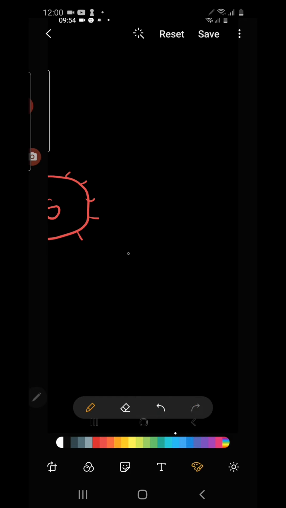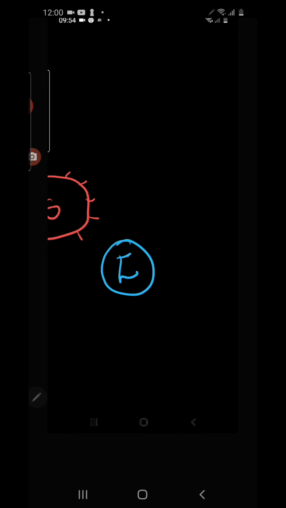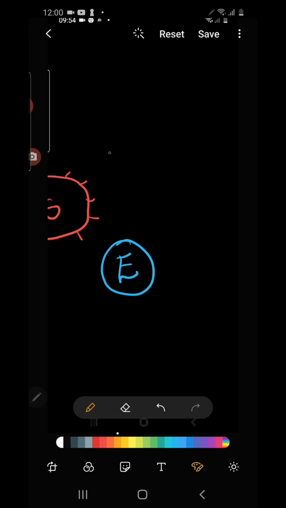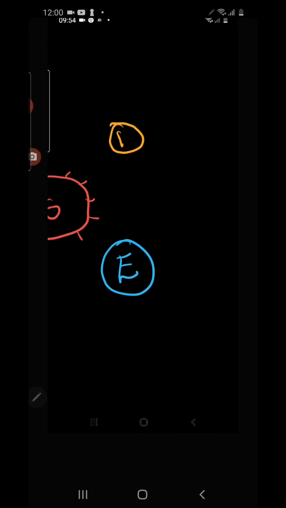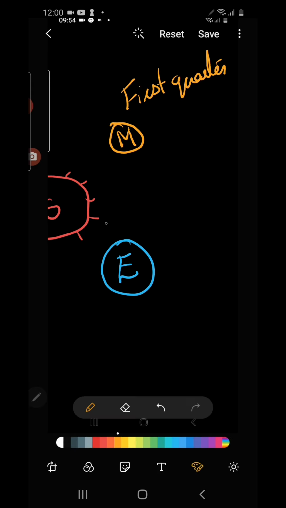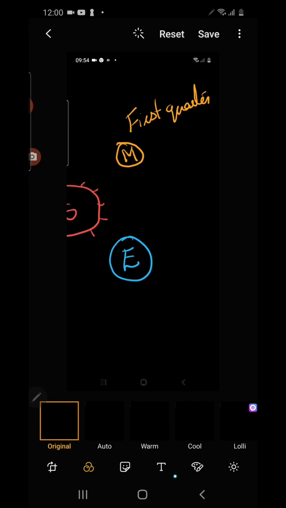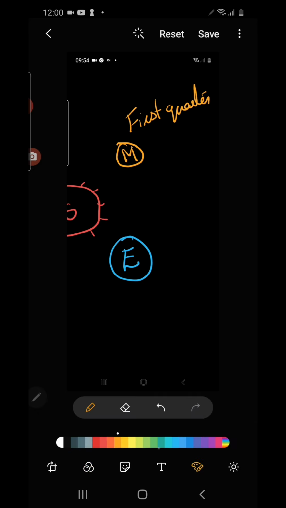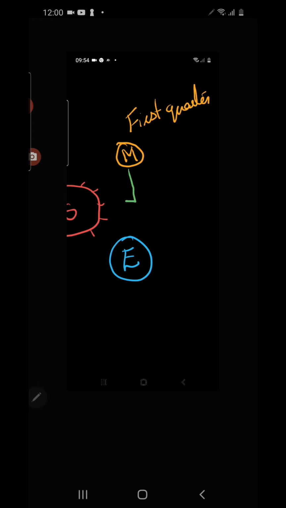When we look at the neap tide, you know the position of the sun, moon and the earth. Suppose this is the sun, the sun is here. Earth is here. Now imagine this is the moon. Then what happens? This is the first quarter. When the moon is in the first quarter, it makes a right angle. Moon and sun make a right angle.